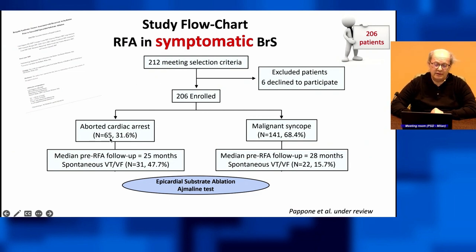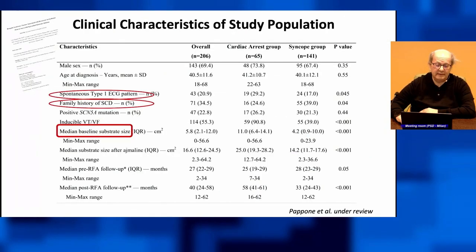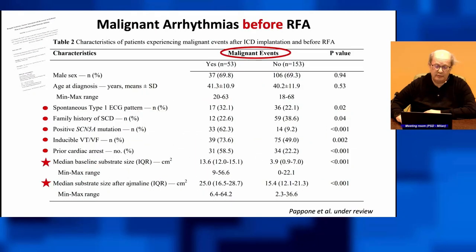This is the flowchart with the inclusion of patients with cardiac arrest and malignant syncope documented as ventricular arrhythmias syncope. And the follow-up was very consistent, about 5 years. This was the clinical characteristics table of the study population.